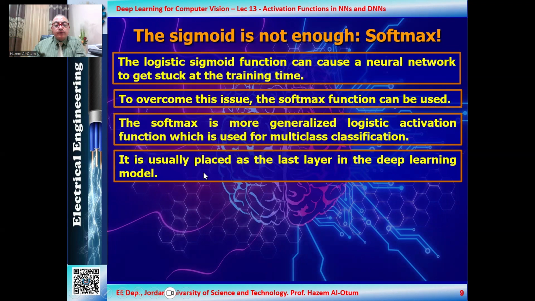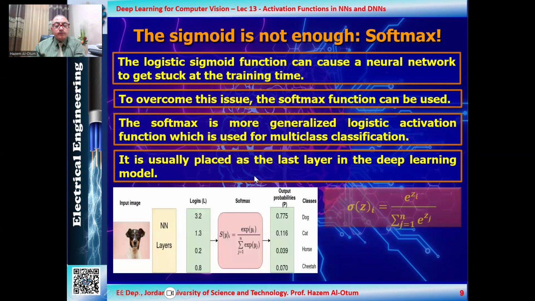A very important note here is that we usually place the softmax at the final stages of the network in deep learning, while the sigmoid can be used in the intermediate stages, where it is very helpful. When we have a lot of classes at the output and want to classify and get good results, we need to use the softmax, and it will be placed at the end, in the last layers of the deep learning network.